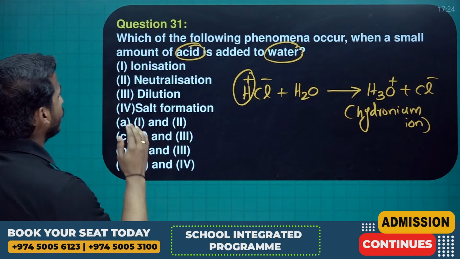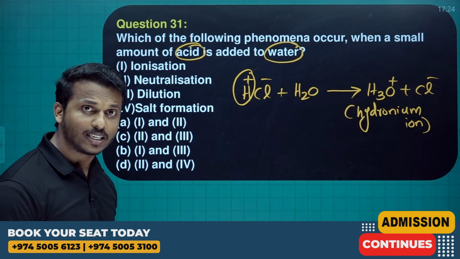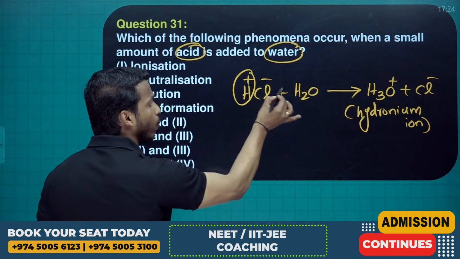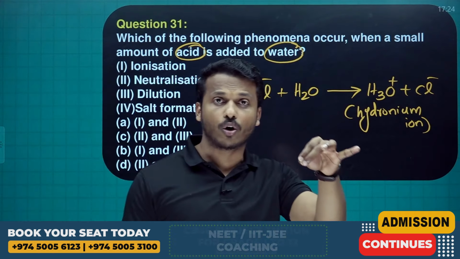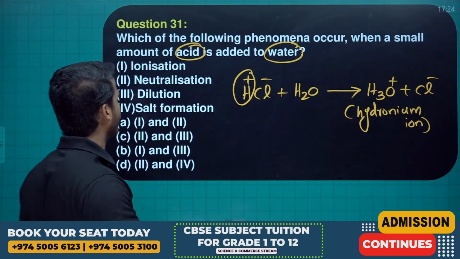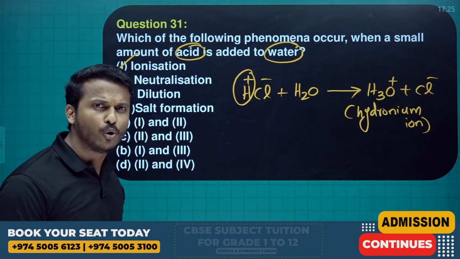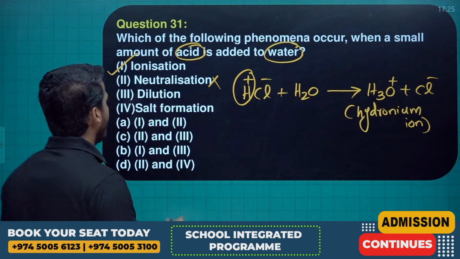So question, which of the following phenomena occur? Is it ionization? Yes, of course. In water, the acid produces what? Ions, right? When you dissolve acid in water, it produces ions. They can conduct electricity. So yes, ionization. Is it neutralization? No. Neutralization means acid and base.